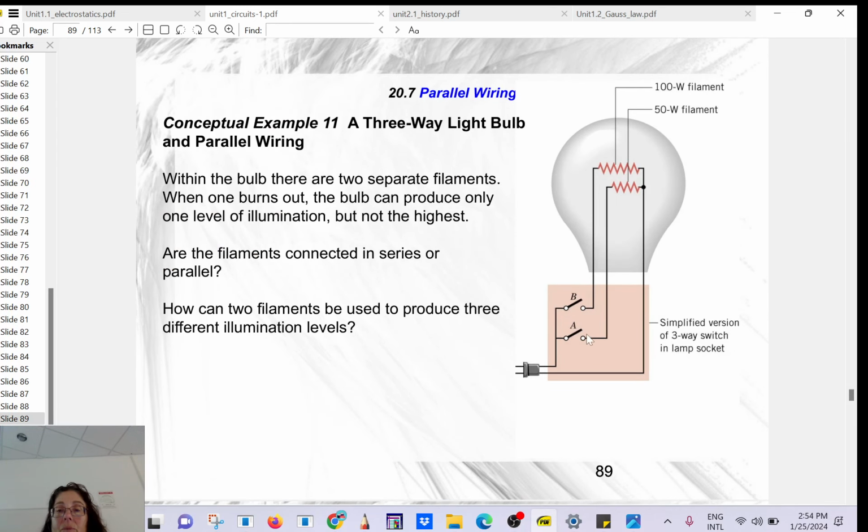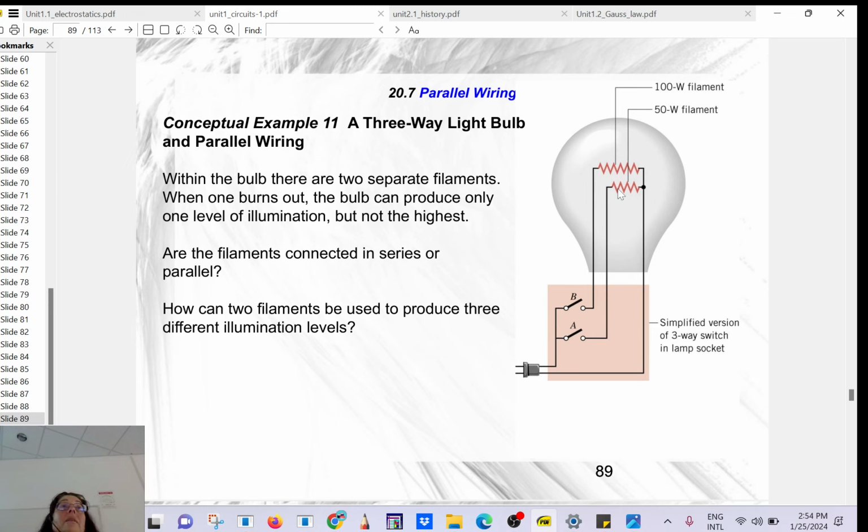Okay, so what do you think this is here? Is it a series circuit or a parallel? Parallel. Okay? You see? If you follow one connection here, you go to the power supply. If you follow the other connection at the end, you go also to the power supply. The connecting wire does not matter. So if one is 100 watt and this one is 50 watt.